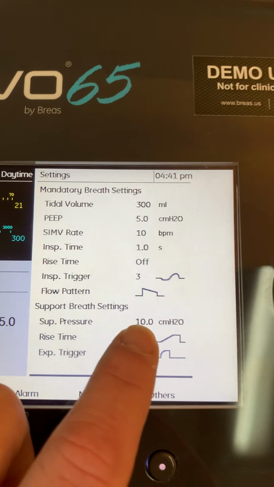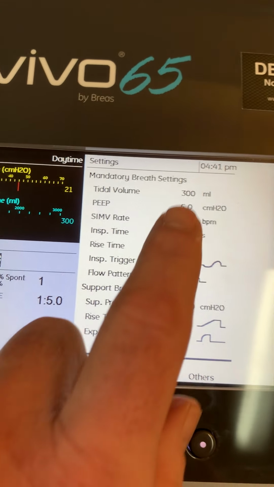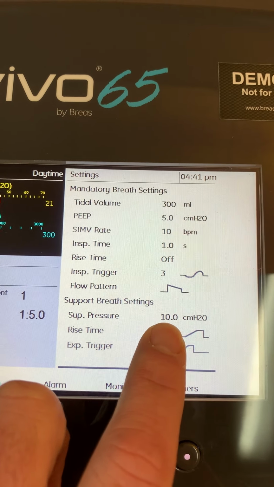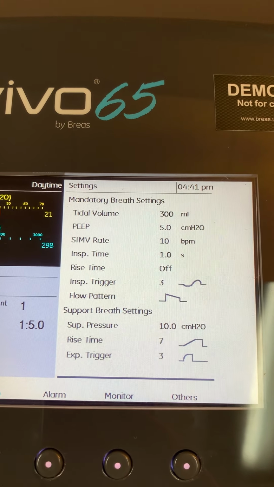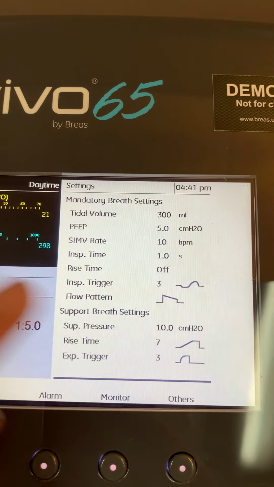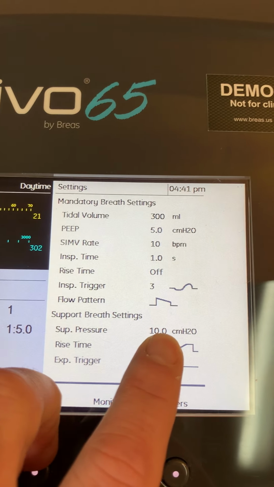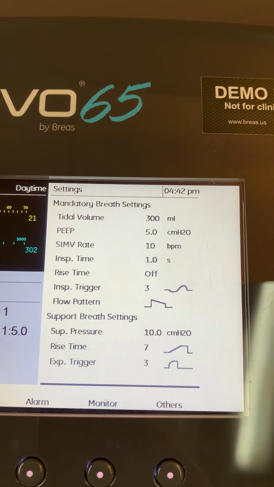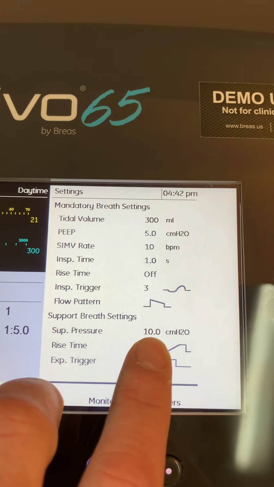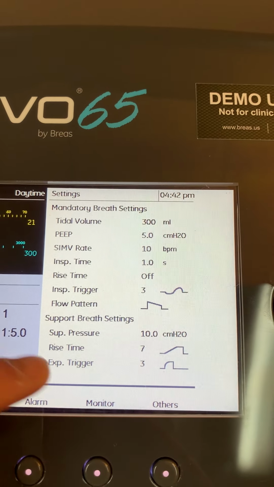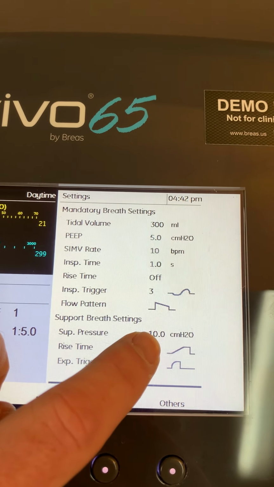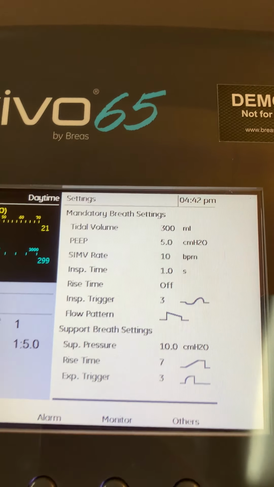Okay, now what that means is that I've got a PEEP of 5 and I've got a support pressure of 10. This means that my total pressure support during that spontaneous breath is going to be a total of 5. So a support pressure of 10 is giving me a pressure support of 5 because I have a PEEP of 5 and my total support pressure is 10. The difference between the two is your total pressure support. Okay, so it's very important.